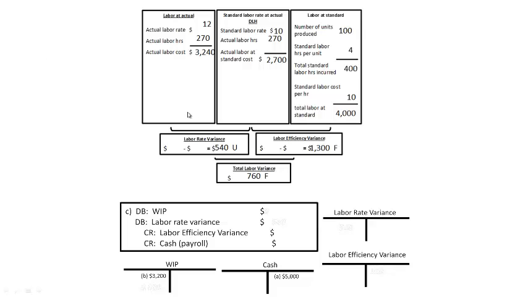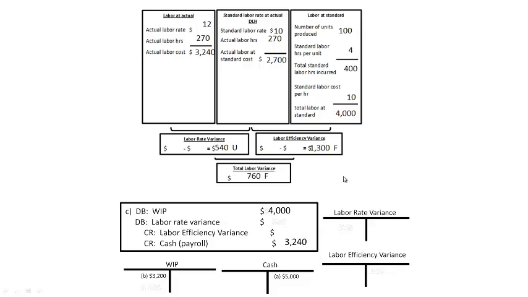If you take a look at the top, these are the amounts basically that we had calculated. Labor at actual $3,240, standard labor rate at actual direct labor hours $2,700, and labor at standard $4,000, plus our two variances culminating in a total labor variance of $760 favorable. Now what we need to do is insert the journal entry to record these accounting transactions.